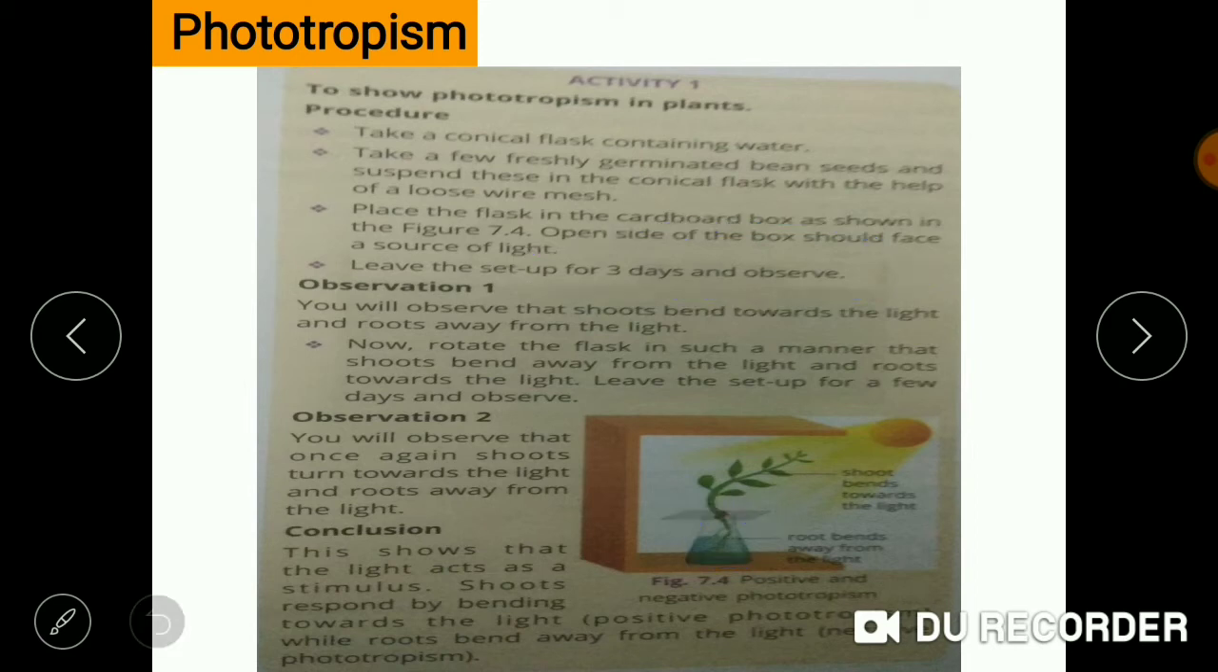They have seen that the roots are bending away from the light and the shoot is bending towards the light. So this curvature, this bending, shows the movement of the plant part: the shoot is bending towards the light, and the root is bending away from the light. Hence, we conclude that the roots show negative phototropism and the shoot shows positive phototropism.